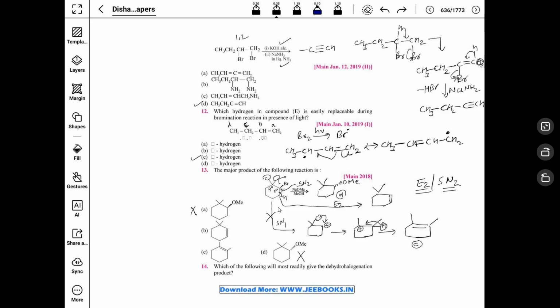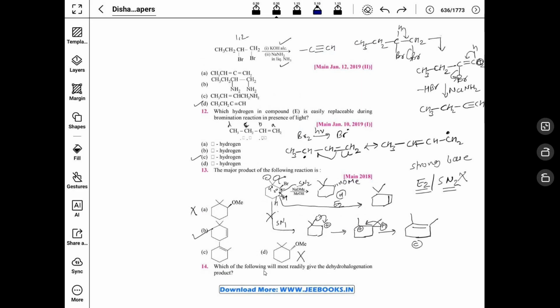And why? Because there are two hydrogens, one is anti-periplanar to this bromo, and removal of this hydrogen by this strong base leads to the formation of this alkene. So the correct answer is B. So again I am saying why it is following the E2 pathway: because of the strong base and steric hindrance at the beta position that prevents the SN2 pathway. So that's why the correct answer is B.